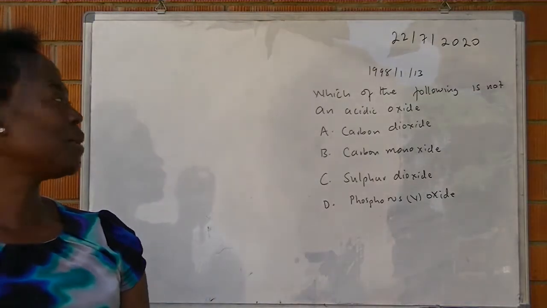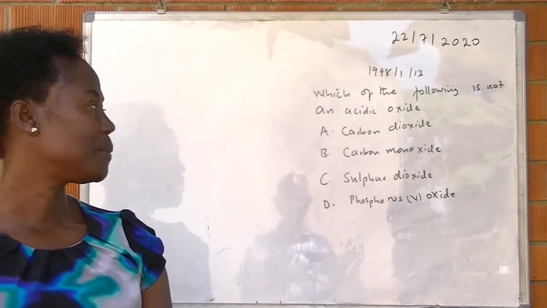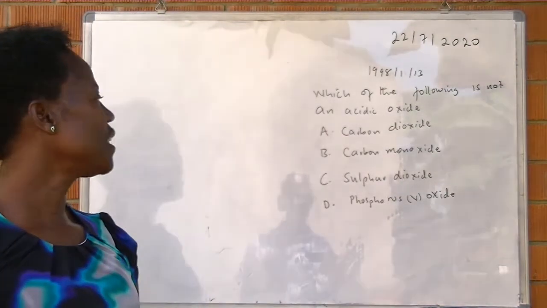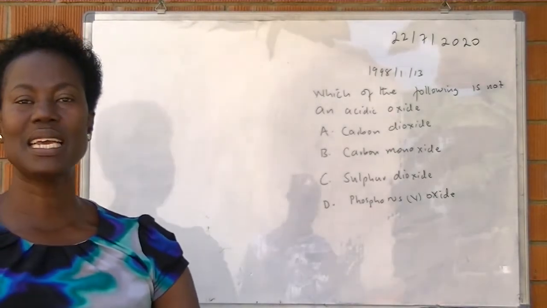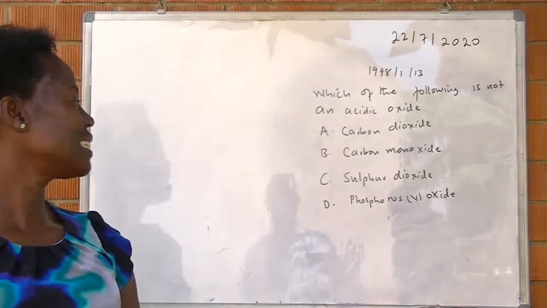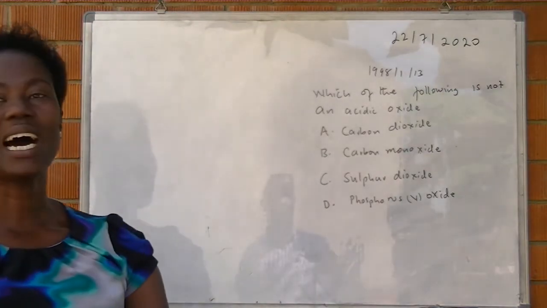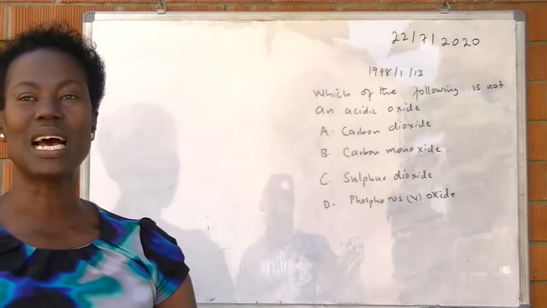Another example is from 1998, number 13, paper 1. Which one of the following is not an acidic oxide? Remember we said acidic oxides are oxides of non-metals. Incidentally, whatever we are given here are all non-metals. Carbon, sulfur, phosphorus, they are all non-metals.